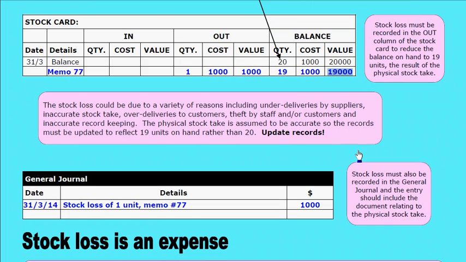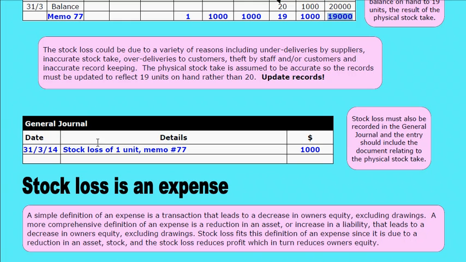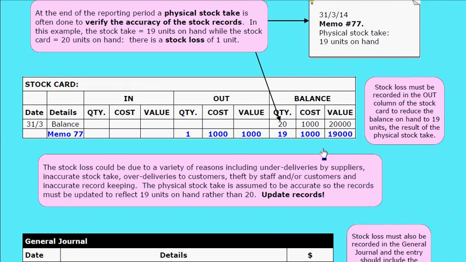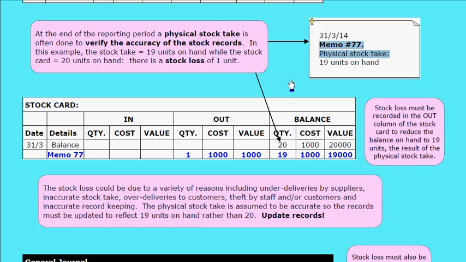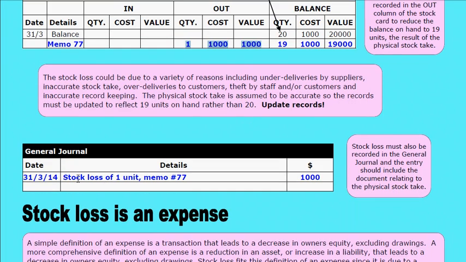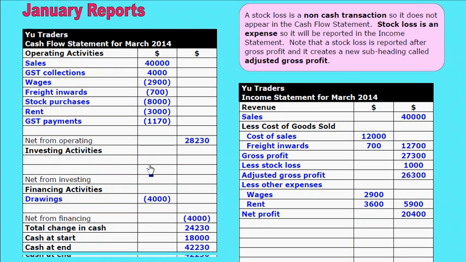We have to also record the stock loss in the general journal. So here's the date and some sort of narration which explains what's happened. Stock loss of 1 unit, memo 77, and the value, which in this case is $1,000. So the stock loss is recorded in really 3 places. Once on the document, the memo, once in the stock card in the out column, and thirdly in the general journal, $1,000. How do we report the stock loss?